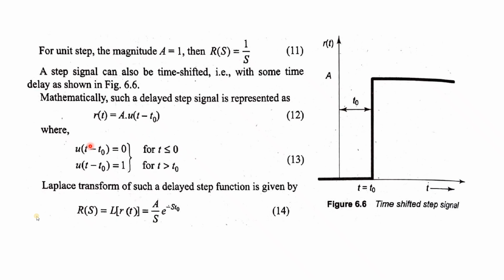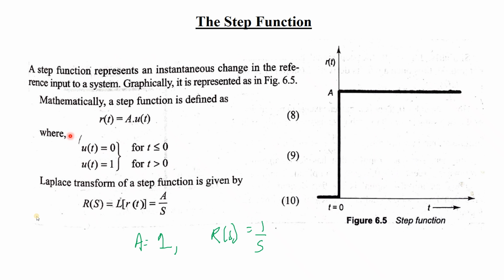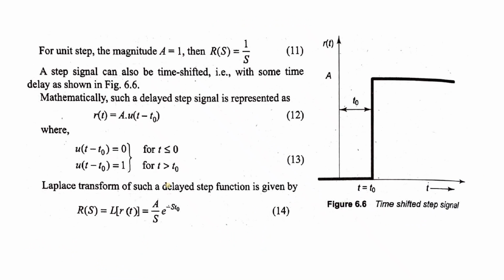Okay, less than t0 actually, not 0, less than t0. Then your function u(t) will become u(t minus t0), because over here u(t) means it is u(t minus 0), because over here t0 is 0. So there is no shifting. Whenever you add t0 as a shift, then you have to write it like this, u(t minus t0).